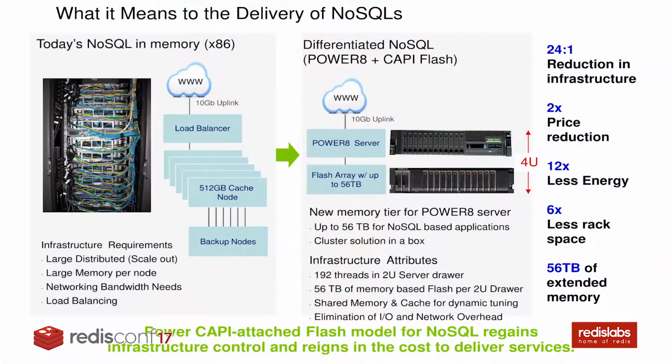So: reduction in physical infrastructure, better price performance, a lot less energy footprint, a lot less rack space, and really the capability to do things with 56 terabytes of extended memory that you didn't have in the past. And in particular, in the high-end financial services space and in the defense industry, this is a real differentiator for certain really large database environments. So this is one example. I want to point out two things on this.